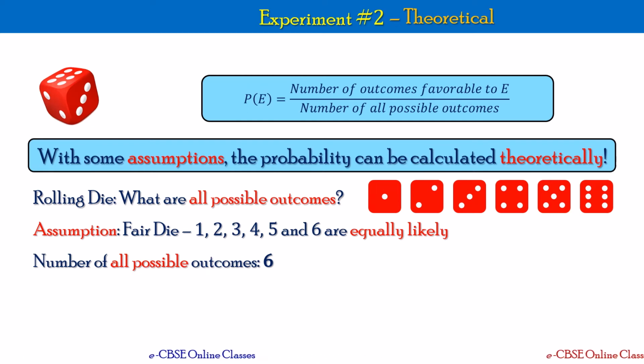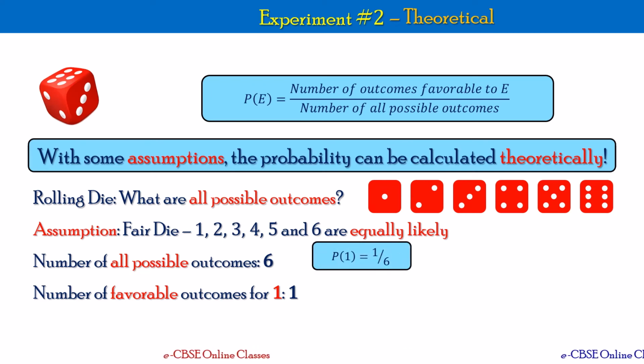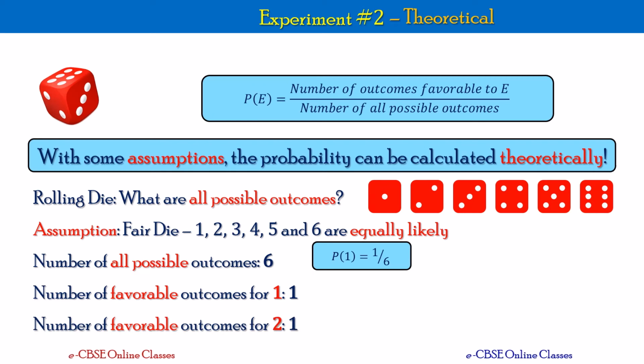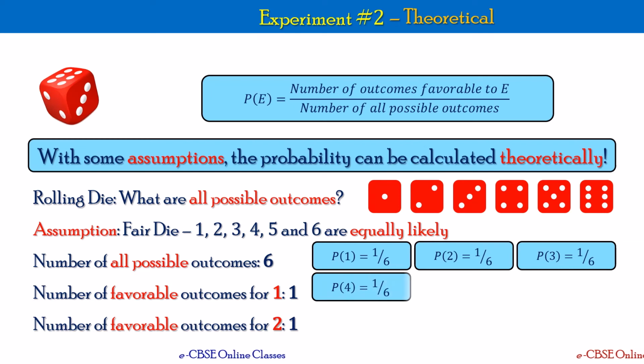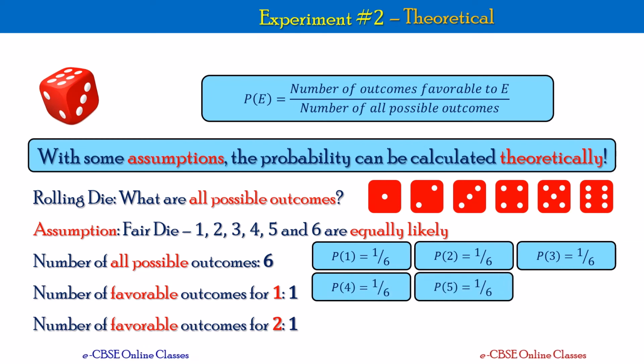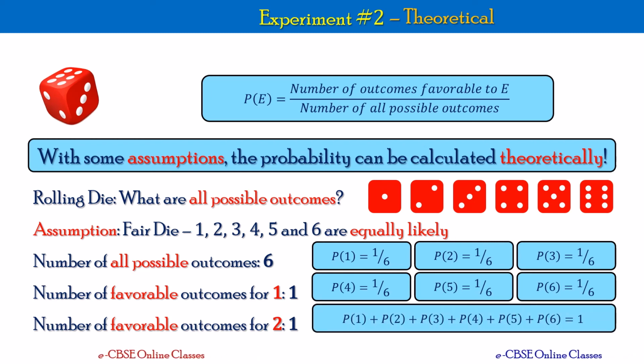And if I want to know the probability of the outcome being 1, what is the number of favorable outcomes for 1? It is just 1, right? So the probability of the outcome being 1 is 1 by 6. Similarly, number of favorable outcomes for the outcome to be 2 is another 1. So P of 2 is also equal to 1 by 6. Similarly, P of 3 is also 1 by 6. P of 4 is 1 by 6. P of 5 is 1 by 6 and P of 6 is also 1 by 6. So again, you should notice that the sum of the probabilities of all these events like P of 1, P of 2 and so on up to P of 6 is also equal to 1. Okay, please remember these points.